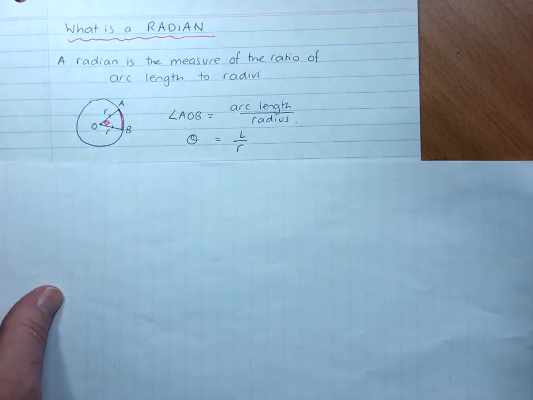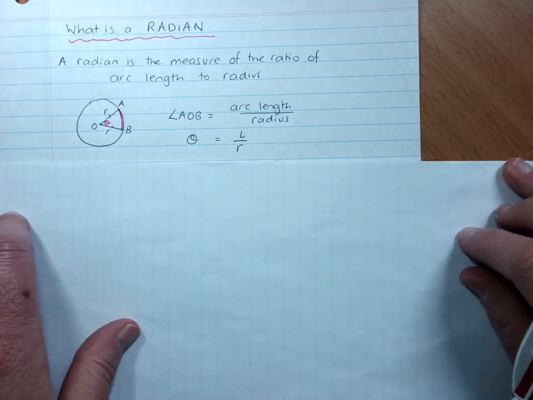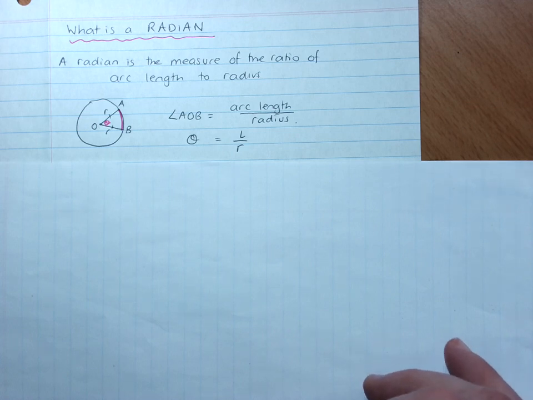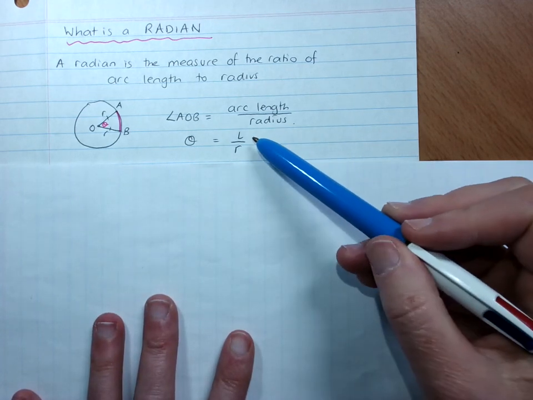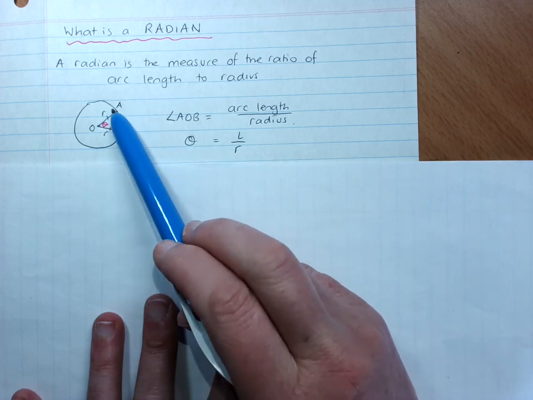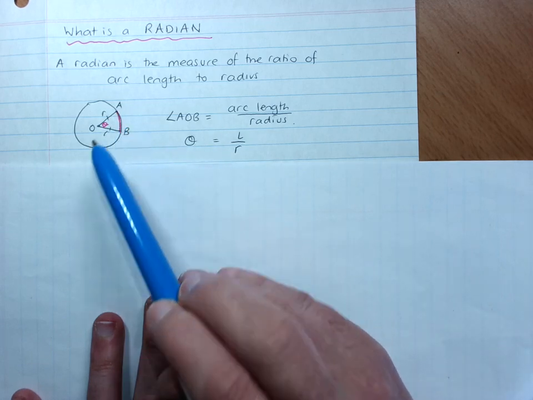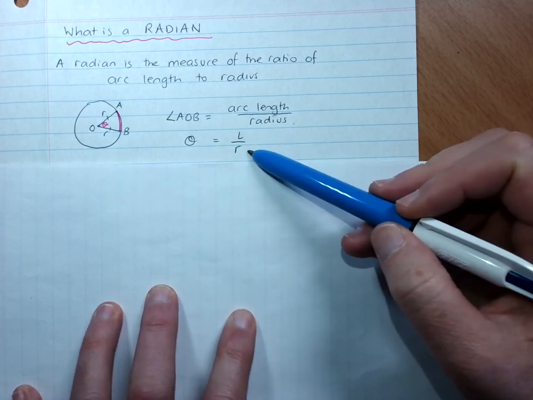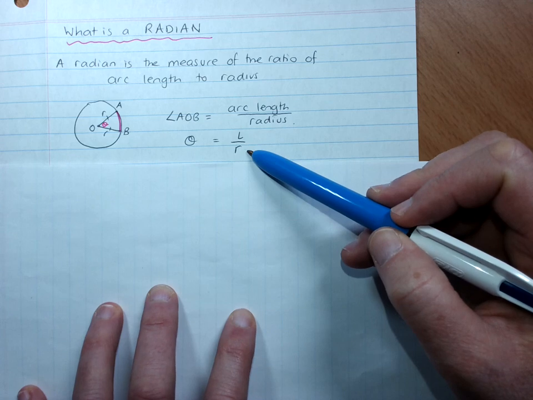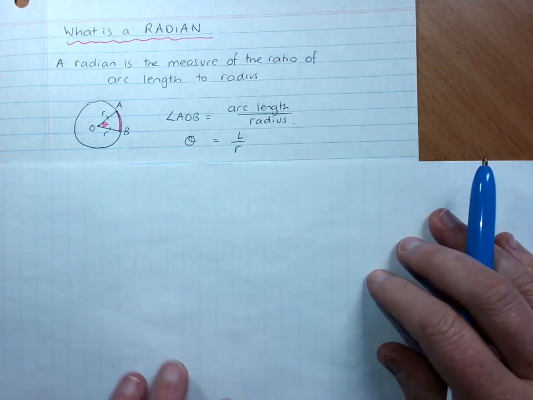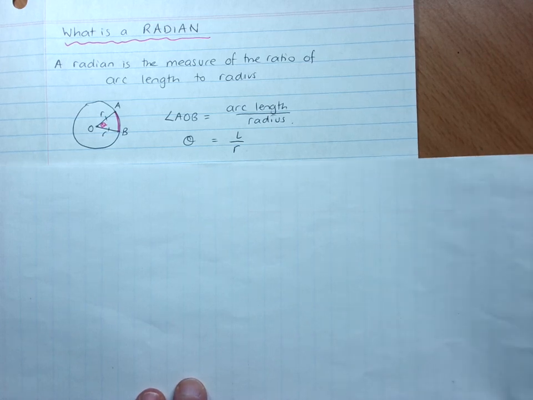So the definition of a radian is that it's the measure of the ratio of the arc length to the radius. And we could write that as the angle at the centre is equal to L, the length of the arc, over r, the radius. Now keep in mind that r is the letter we use for radius, so we can't start using r for radian. We're going to need another word for that, and we'll come back to that. You will get something nice for that later.